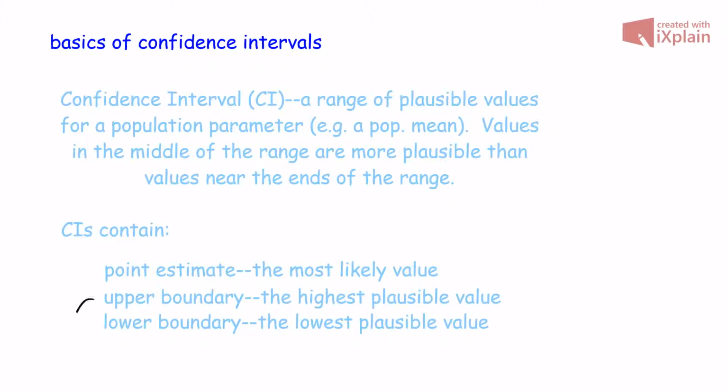These two values, the upper and lower boundaries, are considered equally plausible. It's just that one is on the high end of the range and one is on the low end of the range. And I'll show you how to find those on a future screen too.